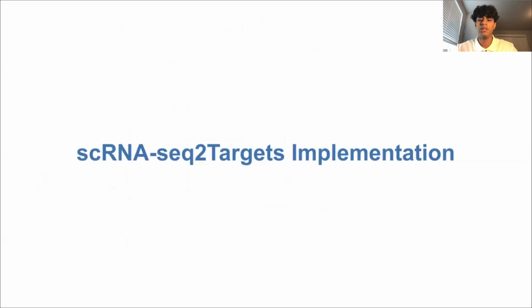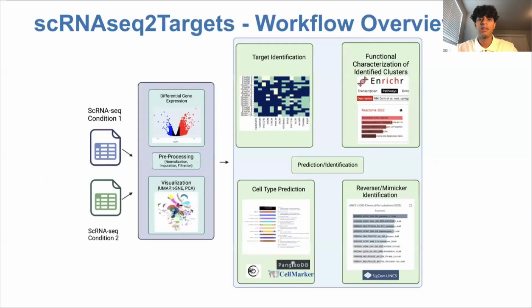I would now like to move into the implementation of scRNA-seq2Targets. Here is an overview of the workflow. Users will start by uploading two single-cell RNA-seq conditions, which can be either in plain text or Cell Ranger format. Then they can select from a variety of pre-processing parameters based on the specifics of their dataset.